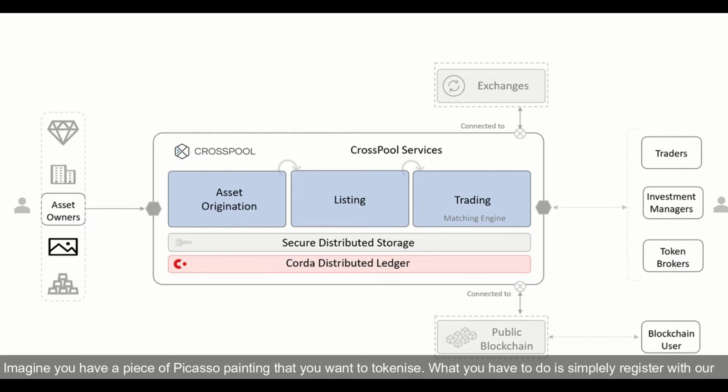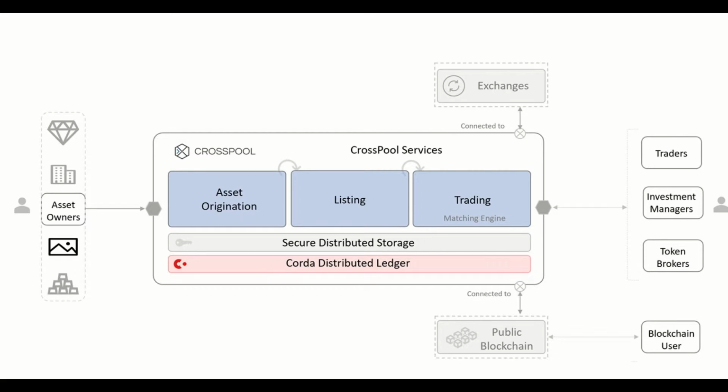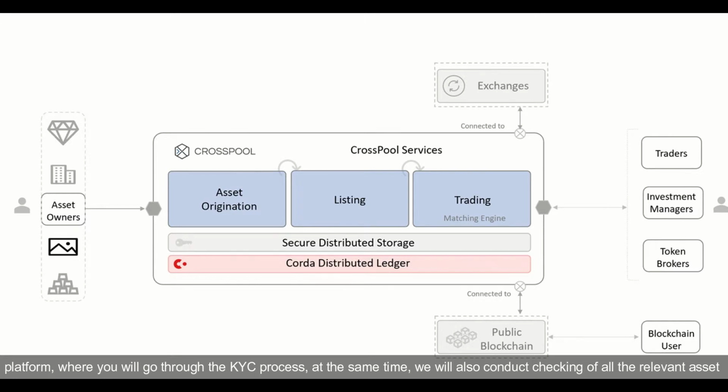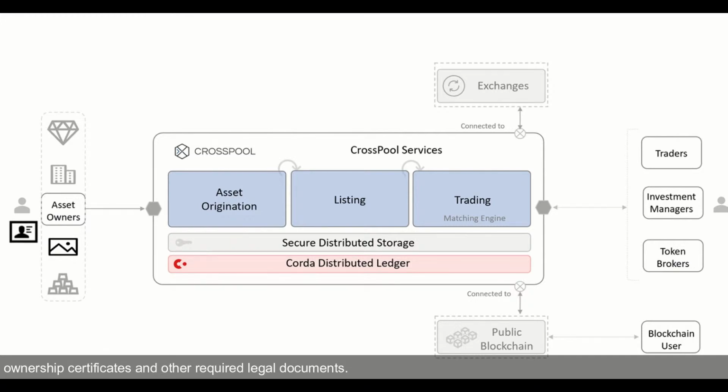What you have to do is simply register with our platform, where you will go through the KYC process. At the same time, we will also conduct checking of all the relevant asset ownership certificates and other required legal documents. Once this is completed, a user account will be created on the CrossPool distributed ledger. Then the KYC and other legal documents are saved into the secure distributed storage.